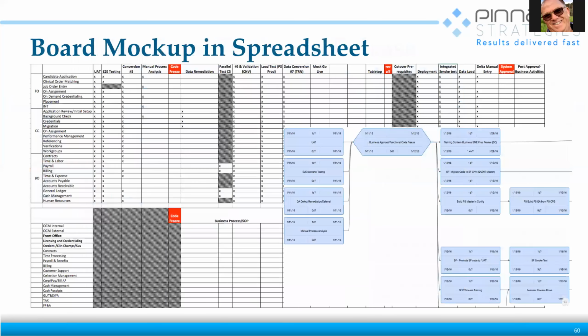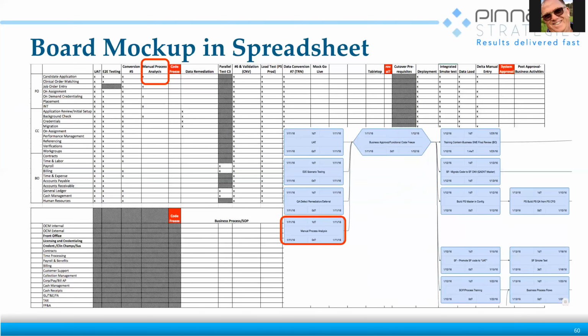So from there, what we did is we built a spreadsheet. We built a board mock-up of the spreadsheet. So you can see that here, we've got these little red blocks. These are code freezes. And then on the left, you see we've got front office, credentialing, back office. We're starting to do some categorization on where it was. But what I want you to see is how we took that network and we started adding things, how we transitioned the network to the board.